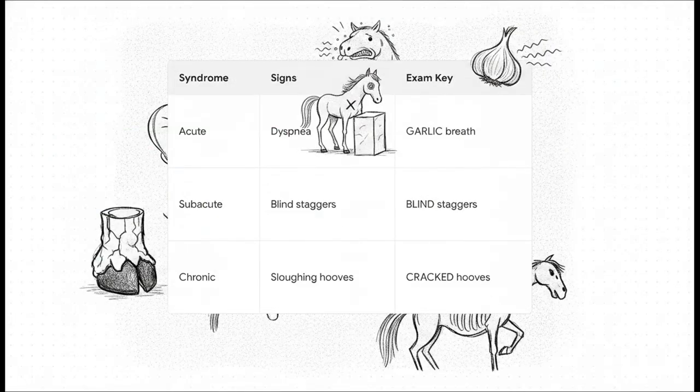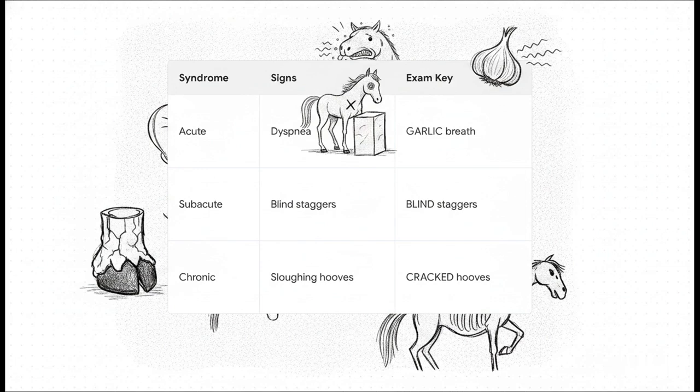So, the absolutely crucial point here is matching the exposure to the syndrome. Let's lock these exam keys into your brain. Acute toxicity happens with really high doses, and it presents with dyspnea, frothing at the nostrils, and sudden death. Your exam key here? Garlic breath, for sure.